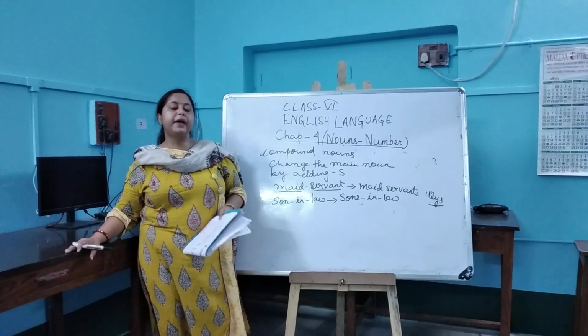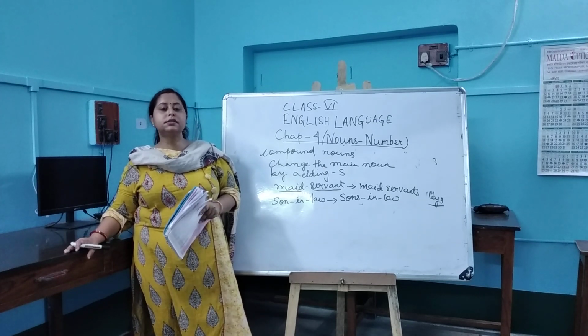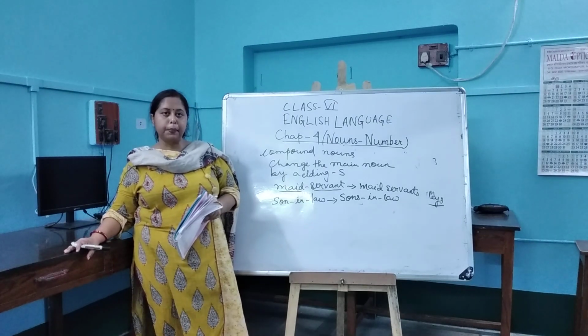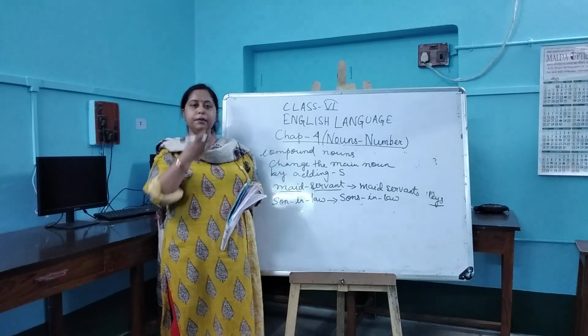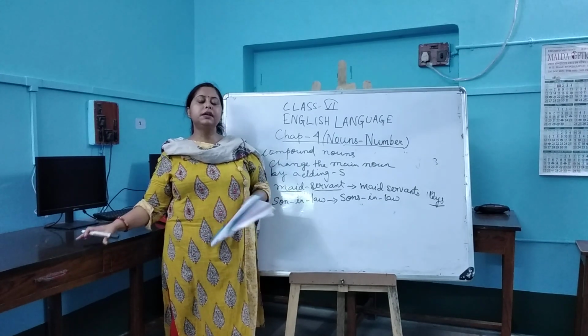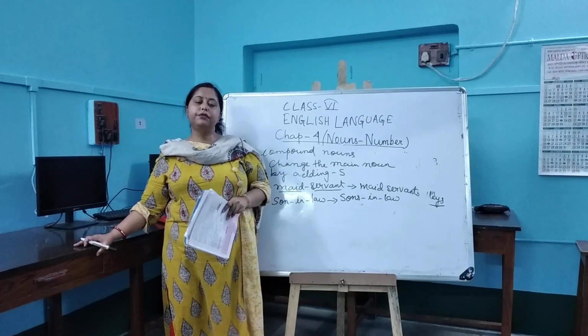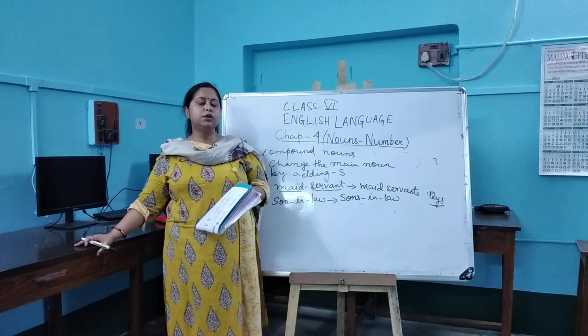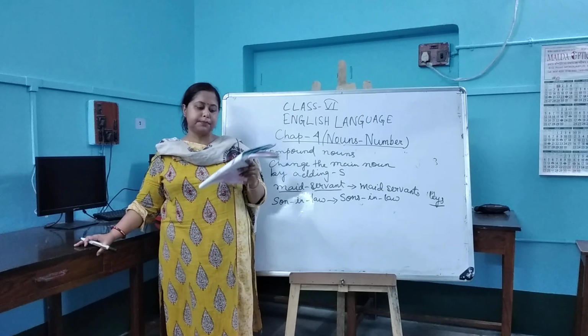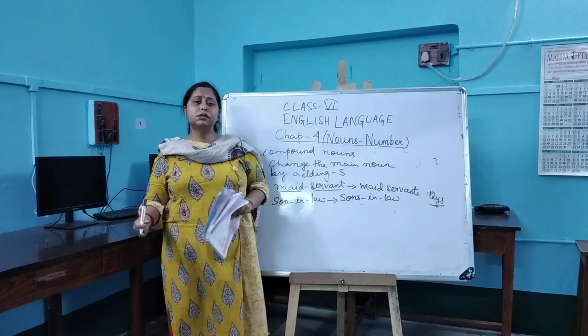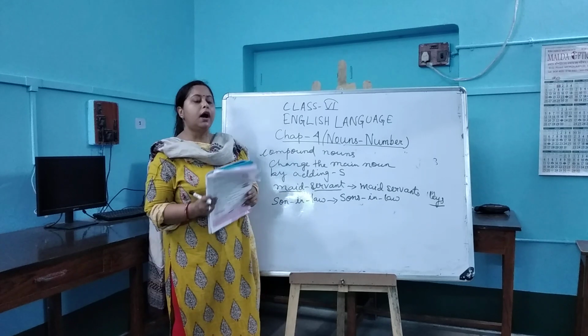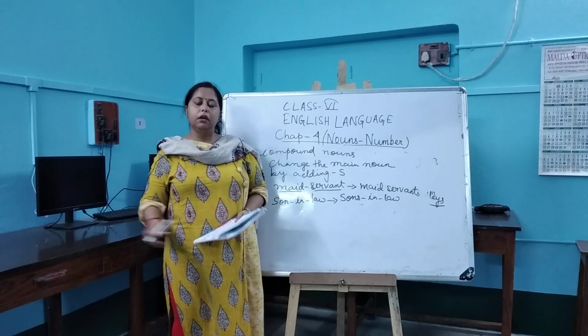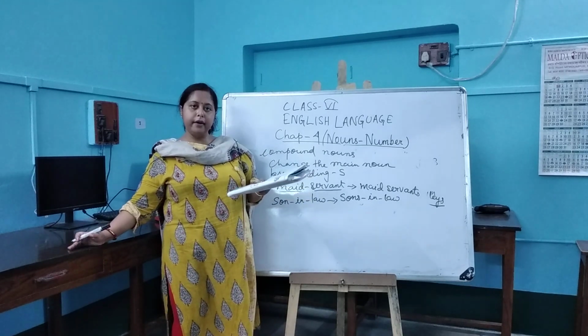Like, her spectacles are new. We do not say her spectacles is new. We know a spectacle is one glass, but when we say spectacles, we form it in a plural form. The scissors are very nice. We don't say the scissors is very nice. Clothes, the stitched clothes. Okay, her clothes are very beautiful. That means the clothes which she is wearing.